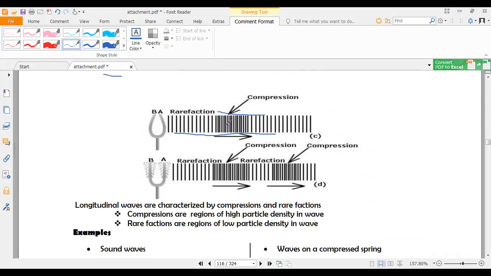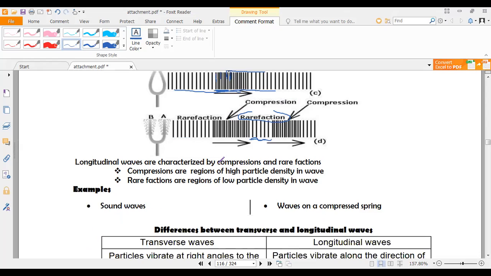So longitudinal waves are characterized by what we call compressions and rarefactions. Compressions are positions of high particle density. You can see they are high particle densities. Positions here, or the vibration patterns, are close to each other. In rarefactions, the patterns are far away from each other or separated by some larger distances as compared to the compressions.